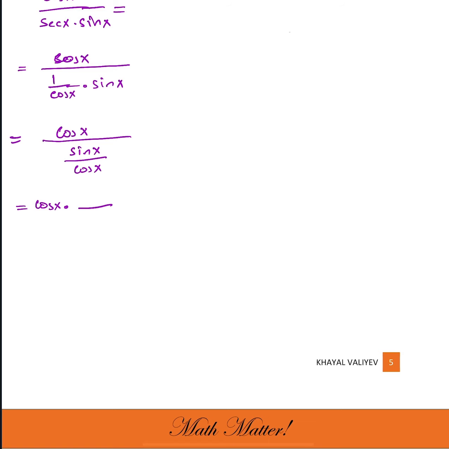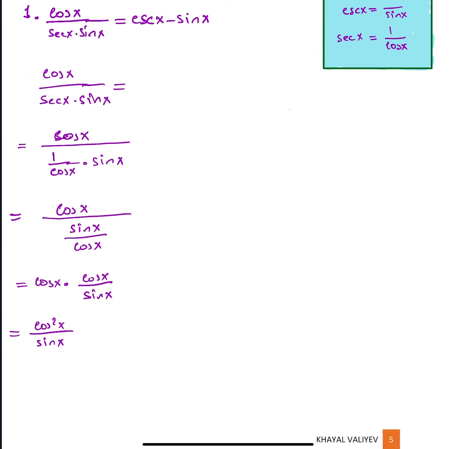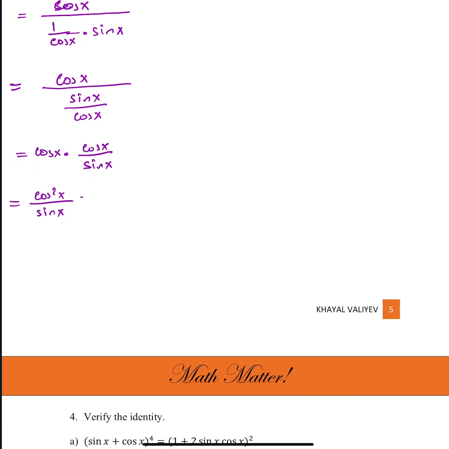cosine x actually is multiplied by the cosine x over sine x, right? Which is just giving us cosine squared x divided by sine x. So this is still not equal to what we are looking for. Okay, so I have to simplify more here. Instead of cosine squared x, I can write, using the Pythagorean identity, 1 take away sine squared x, divided by sine x.